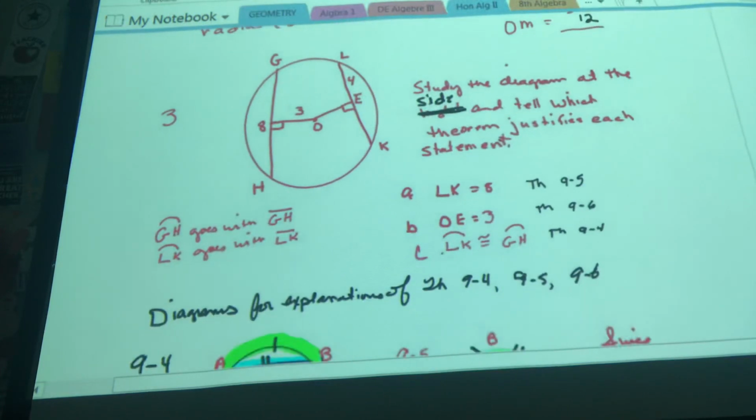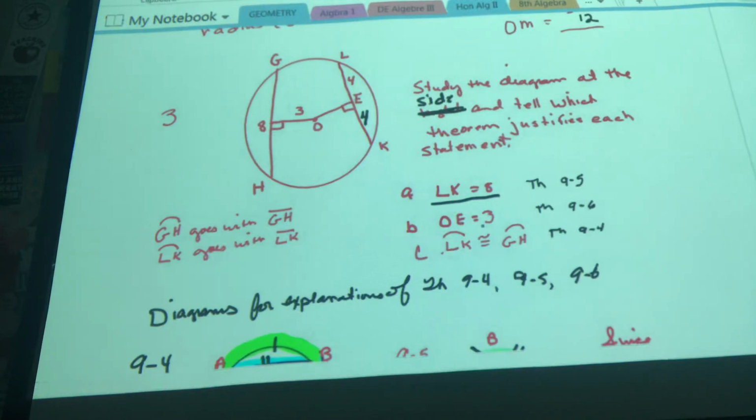Now, back to 3. Study the diagram at the side and tell which theorem justifies each statement. How do we know that LK is 8? Well, since OE is perpendicular to LK, it bisects LK. If LE is 4, then at the bottom of that chord, EK will also be 4. What does that make the entire length of chord LK? 4 plus 4, or LK is 8. That's using Theorem 9.5, which says a diameter that's perpendicular to the chord bisects the chord and its arc.